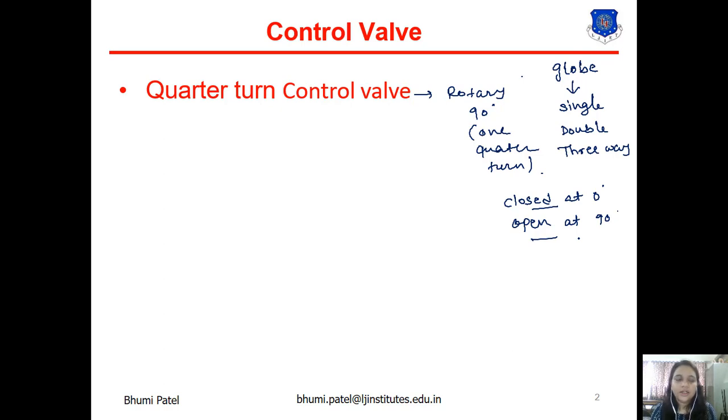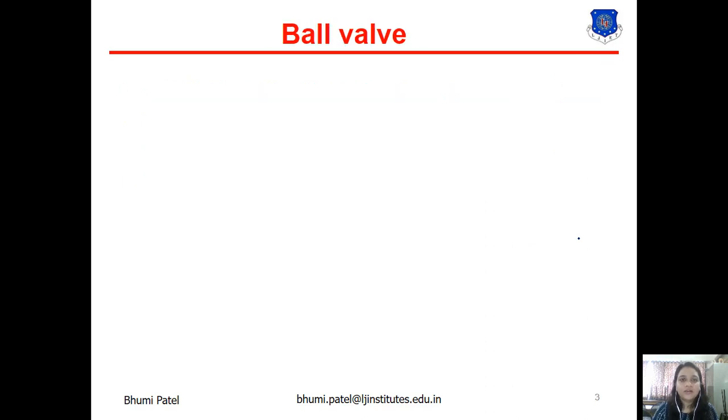So which types of valve are included in the quarter turn? The first one is the ball valve, the second one is the butterfly valve, and the third one is the plug valve. So these are examples of the quarter turn control valve. First of all, we will study the ball valve.